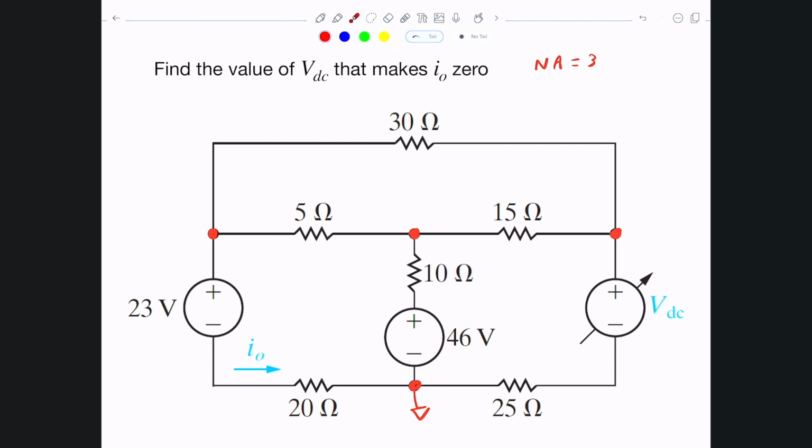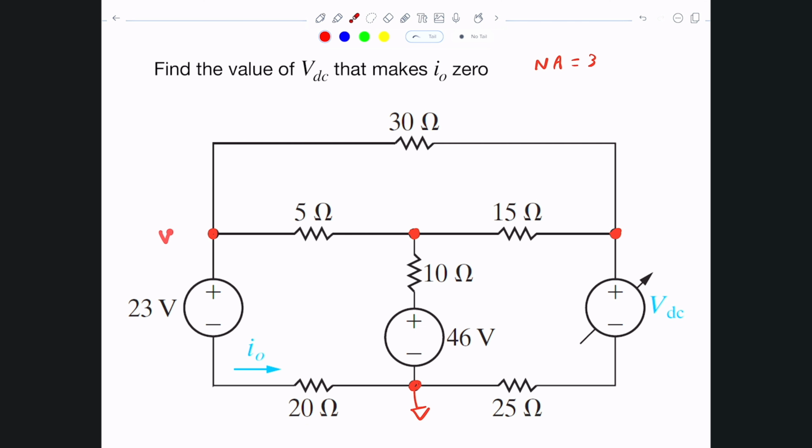You might be tempted to say, well, this is just 23 above the reference, but don't forget that there's actually a 20 ohms in here. Similarly in here, you might say, well, this is VDC above the reference, but there's also 25. So if there's a current going that way or this way, there will be a voltage drop or a voltage rise. Now here, because I'm targeting I0 to be 0, the voltage drop across the 20 ohm will be 0.